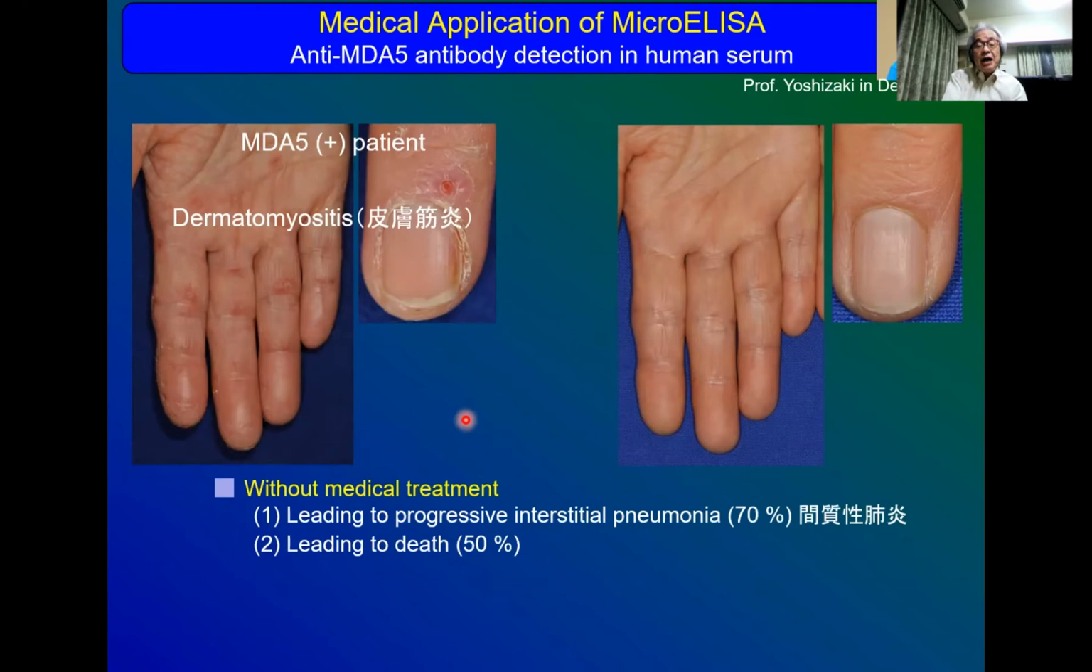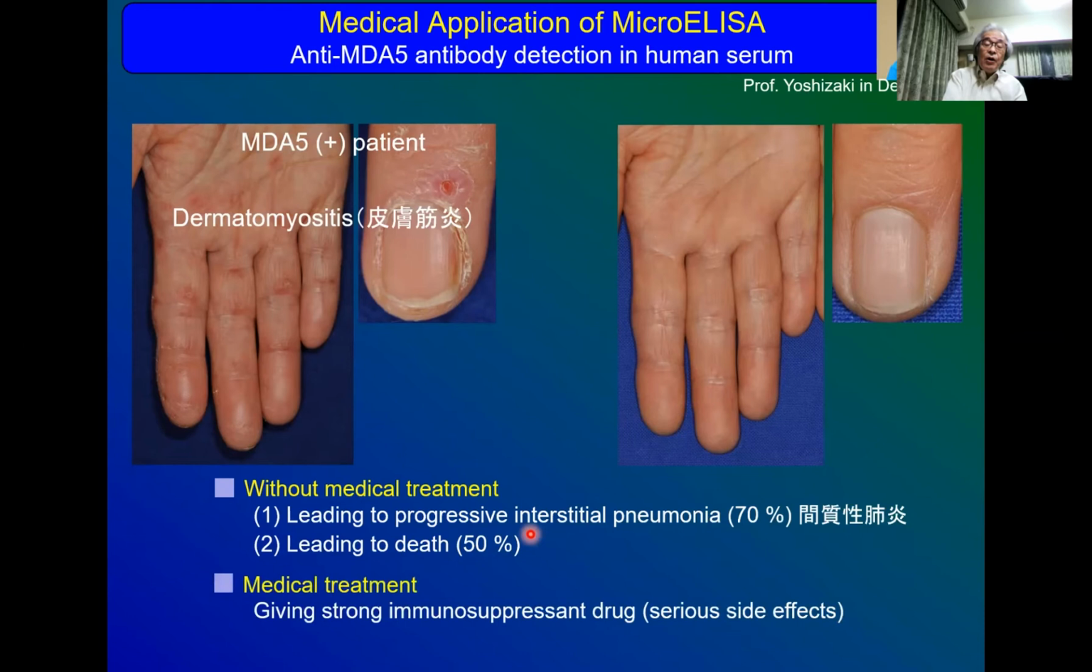Dermatomyositis is not only a dermatological disease but also an autoimmune disease. 70% of the patients develop interstitial pneumonia, which is very, very dangerous. Almost half of the patients die from interstitial pneumonia. The cause of death is the same as COVID-19; it is also autoimmune. The treatment has serious side effects, giving a strong immunosuppressant drug, so the side effects are very serious. Therefore, exact measurement of the MDA5 quantity is needed.